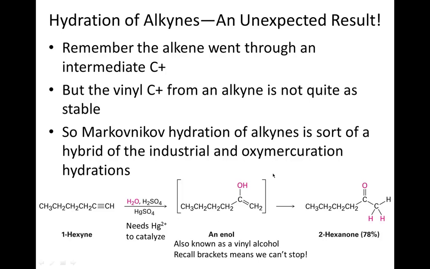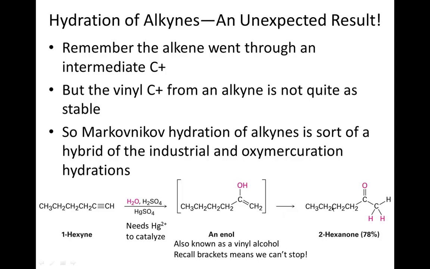Now what that means is that we can't stop there. Even if we wanted to, you can't keep it. And this guy is called an enol for the ene and the alcohol, or we also call them vinyl alcohols. Remember, anything that's directly attached to the alkene is called vinyl whatever. So there's a vinyl alcohol.